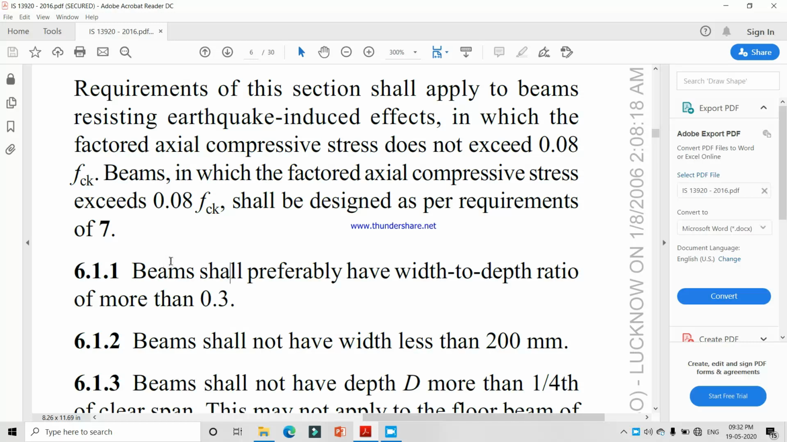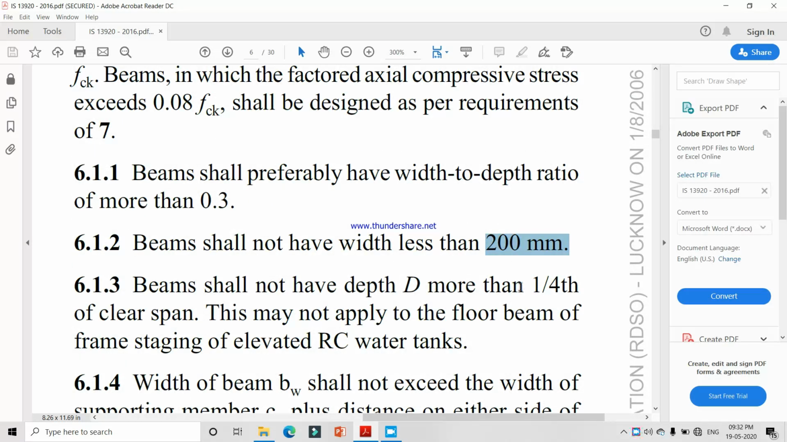For the ductile detailing, the beam width to depth ratio is greater than 0.3. Minimum width of the beam is 200 mm, and depth of the beam is 1/4 of its clear span. So these are the beam criteria.